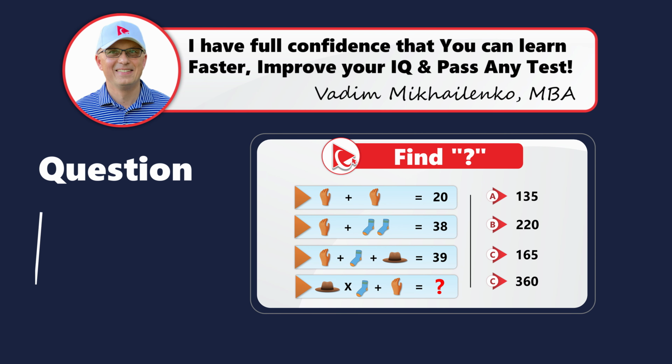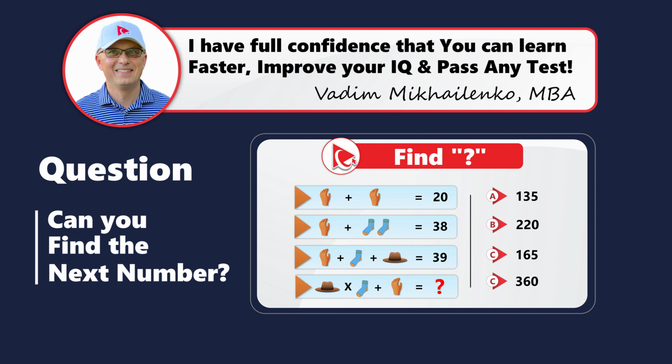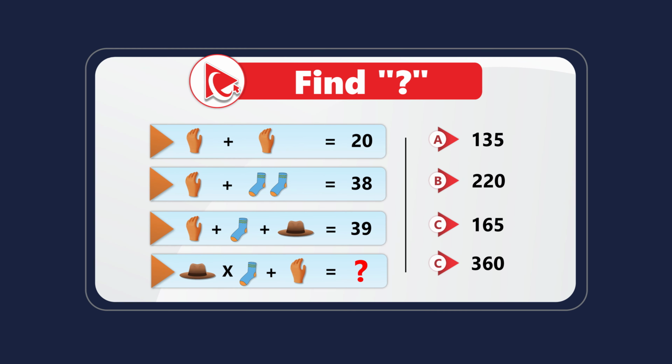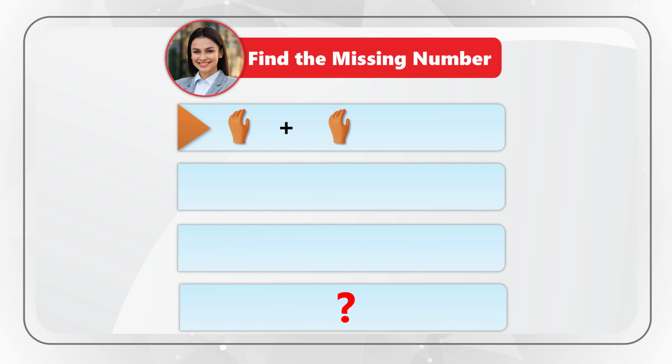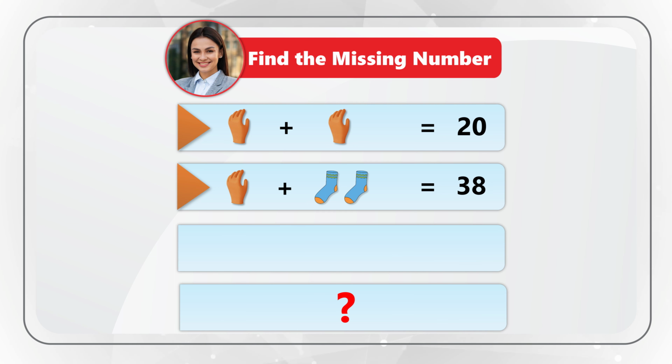I have a surprise for you. You need to solve the expression and find the missing number. You have 3 full expressions. Glove plus glove equals 20. Glove plus 2 socks equals 38. Glove plus sock plus hat equals 39.